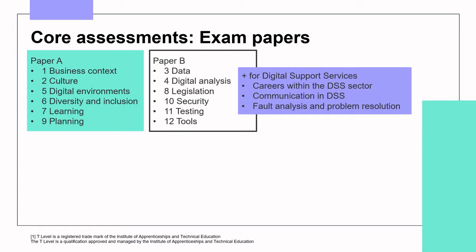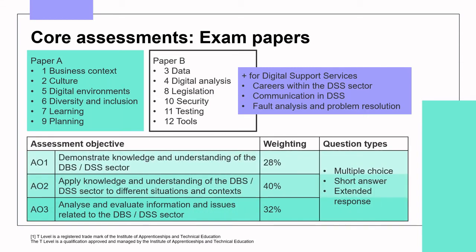And you will find sample papers and the very recent Summer 22 papers on QualHub. And there is also an example of what an on-screen assessment would look like. Both digital paper A's are 2 hours long, but for paper B, digital business services is 2 hours and digital support services is 2.5 hours. This is due to that additional pathway content in digital support services.